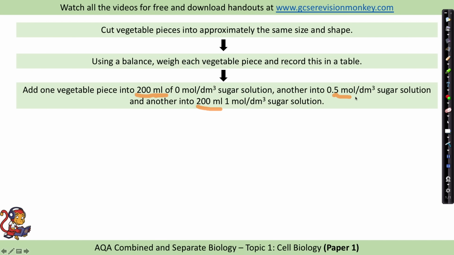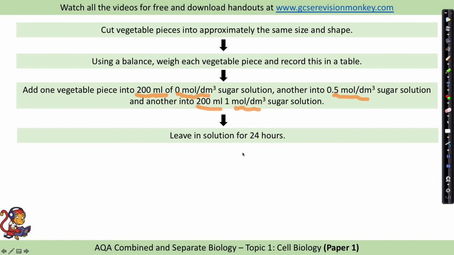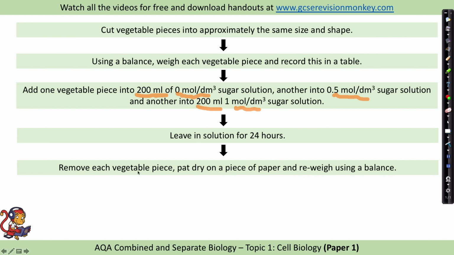Now again, these solutions you can change if you are asked to write it from scratch in the exam. You don't have to stick to these exact ones. Leave the solution and the vegetables for 24 hours. And then you're going to remove each vegetable piece, pat the outside of it dry with a piece of tissue paper or a kitchen roll, just so that any water on the outside doesn't affect the mass when you're weighing it, and then re-weigh it using a balance.